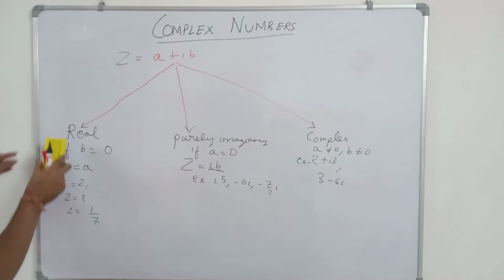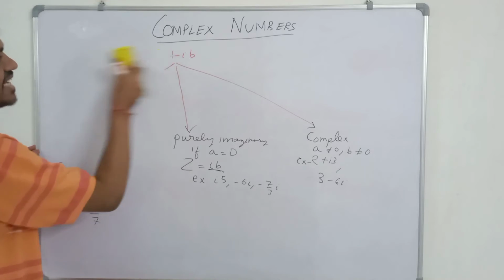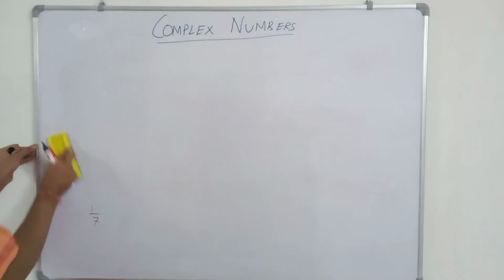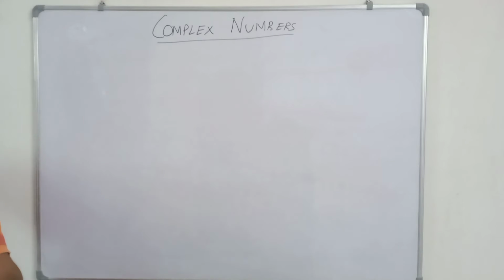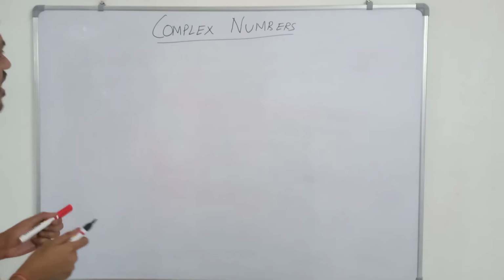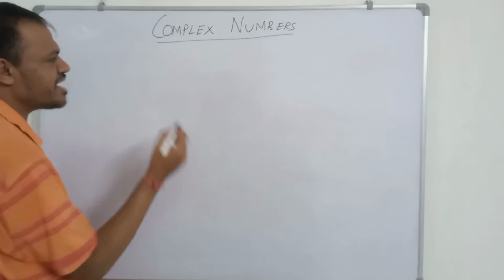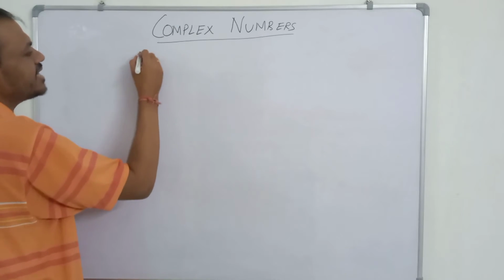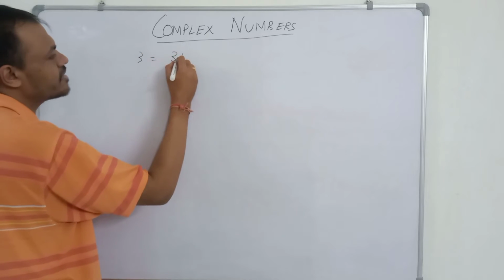So all real numbers are also complex numbers. We can say that all real numbers are also complex numbers with imaginary part 0. For example, 3 is a real number, but we can also write it as 3 plus 0 iota.